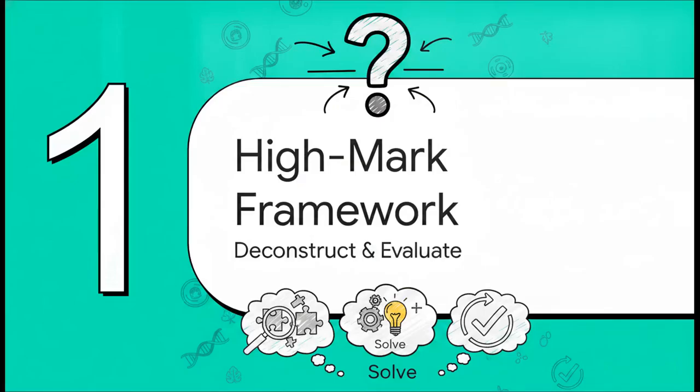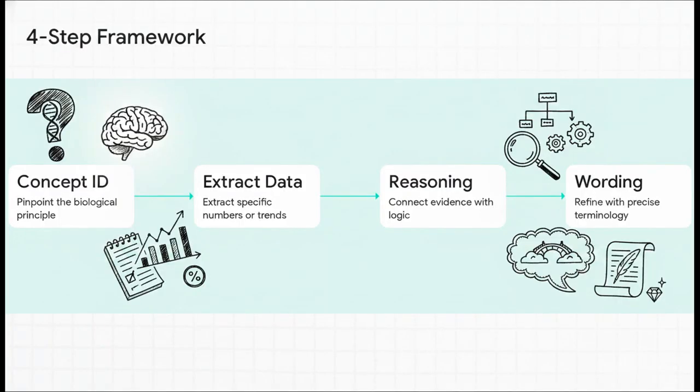All right, moving on to Section 1, the high mark framework. We're talking deconstruct, solve, and evaluate. Let's break it down. Look, examiners don't just want a list of facts. They actually want to see you solve a problem. So mastering these 4 specific steps is absolutely crucial whenever you're staring down a tough question. First up, concept identification. You've got to pinpoint the core biological principle.